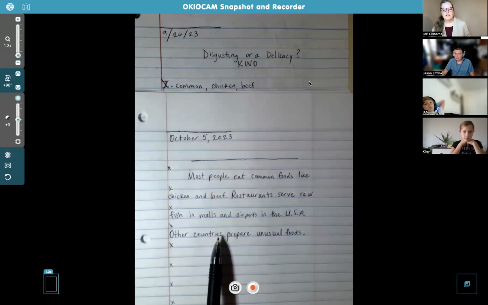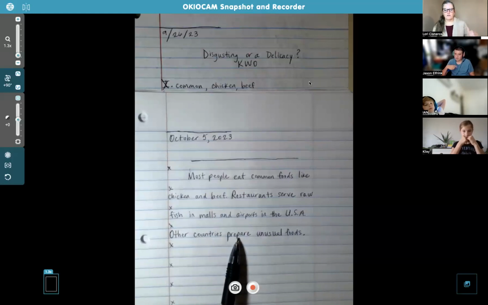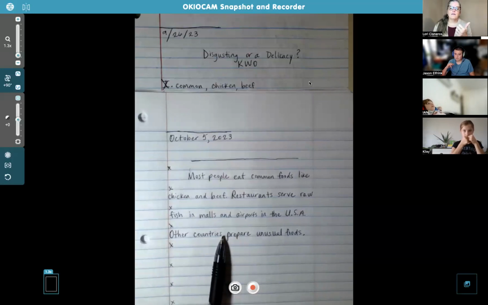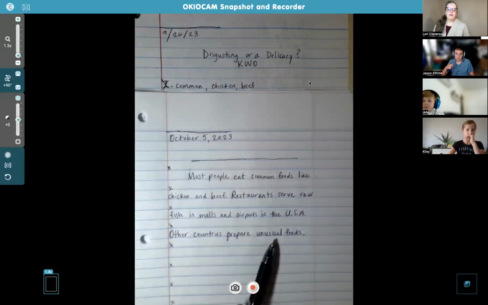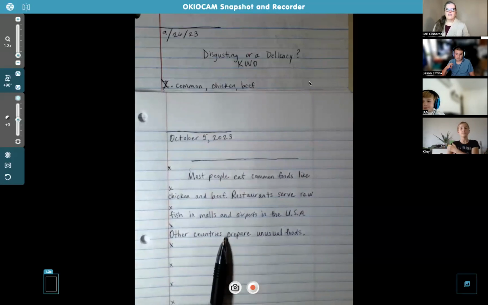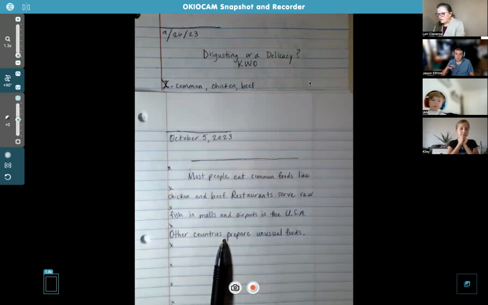Other countries somethingly prepare unusual foods. It could be like surprisingly prepare unusual foods. It could be quickly prepare. I got one. What's one, Kylie? What do you know? Rapidly prepare unusual foods. I kind of like surprisingly. I think that one kind of fits because we're talking about unusual foods, right? So we can put surprisingly right here.